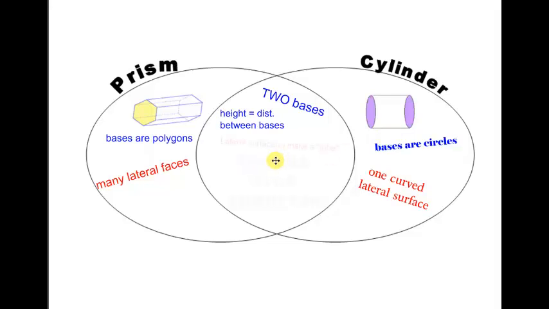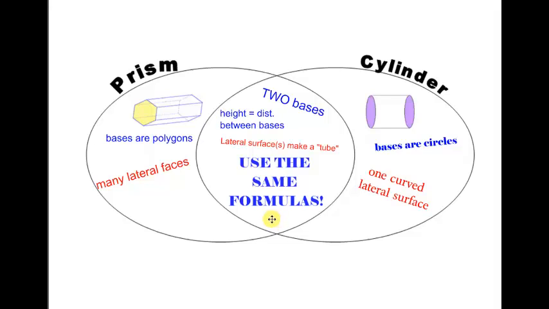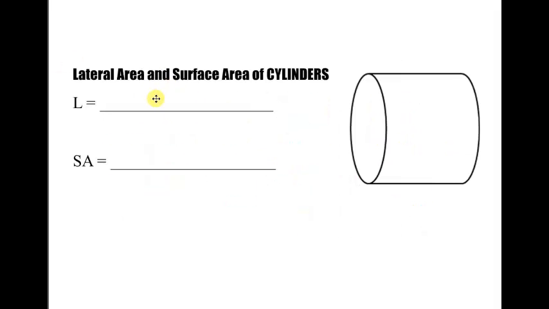But both of them could be considered tubes for that lateral surface, which makes the formula easy to find when we unwrap it and make that rectangle. So, the good news is that because they both share all these features, the two bases, the height being the distance between them, and the lateral surfaces making a tube, they use exactly the same formulas. So that means we don't have to reinvent the wheel when we do cylinders. We can apply what we know to prisms. All right, so let's do it.